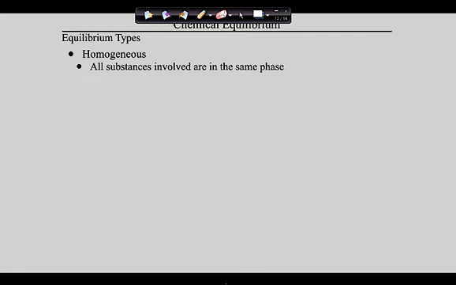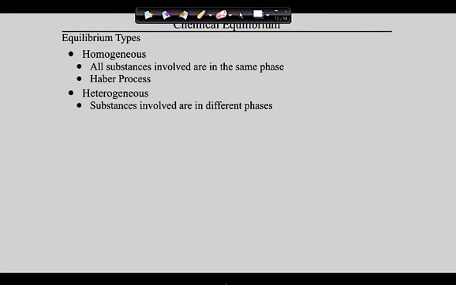So guys, write this stuff down with me because this is going to trip you up for the rest of the year. You're going to forget about this and it's going to kill you. So guys, homogeneous equilibria are equilibria where all of the substances are in the same phase. Every single one. For example, the Haber process. Hydrogen gas, nitrogen gas, ammonia gas. They're all gases. Now guys, there's also heterogeneous equilibria where the substances involved are in different phases.